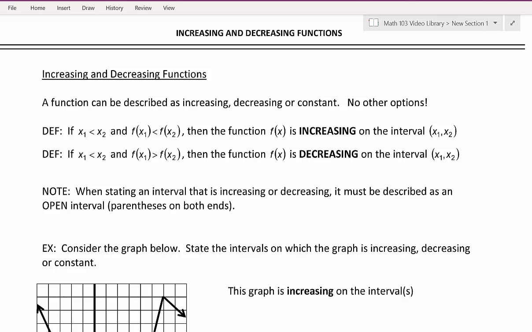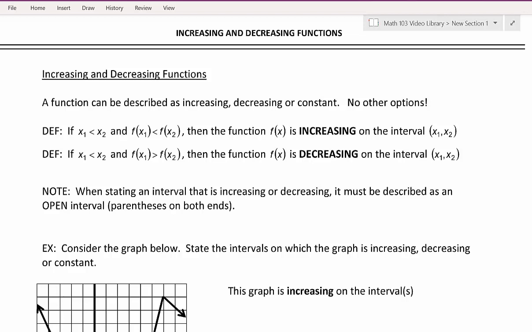If x1 is less than x2 and f of x1 is less than f of x2, then the function f of x is increasing on the interval x1, x2. If x1 is less than x2 and f of x1 is greater than f of x2, then the function f of x is decreasing on the interval x1, x2. So those are our formal definitions of increasing and decreasing.